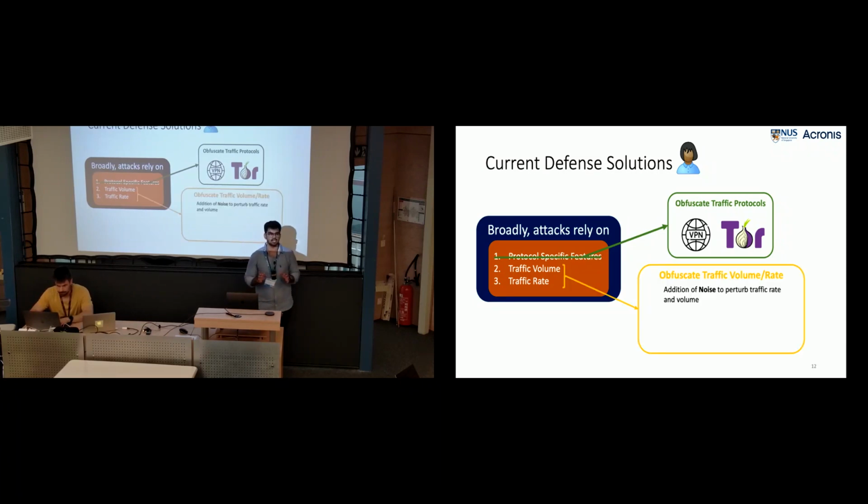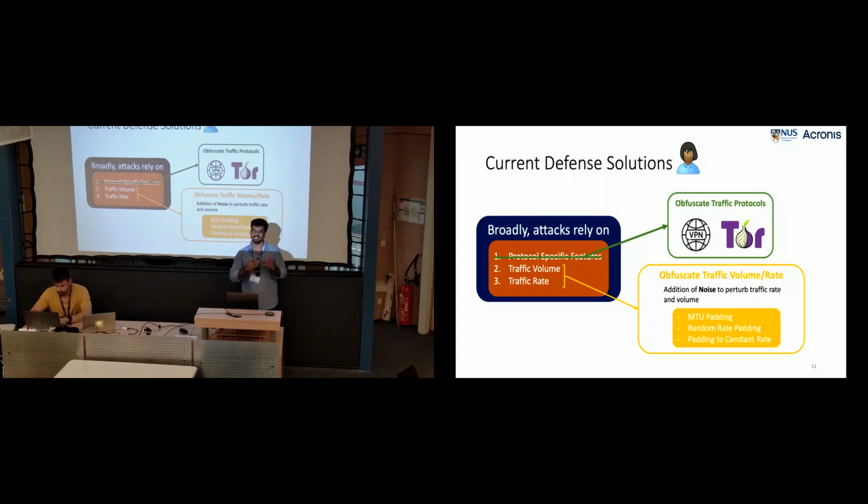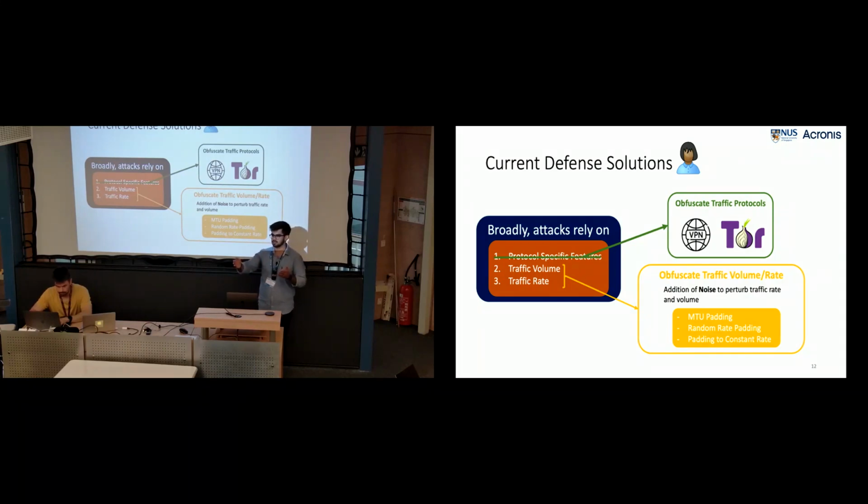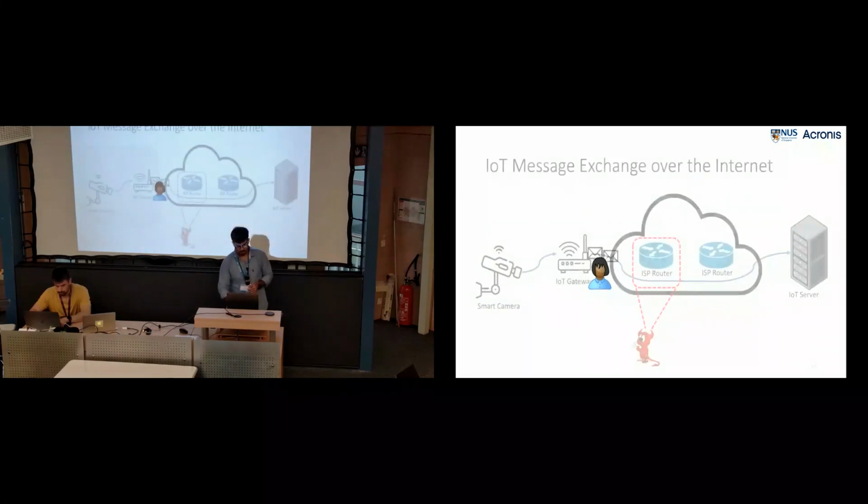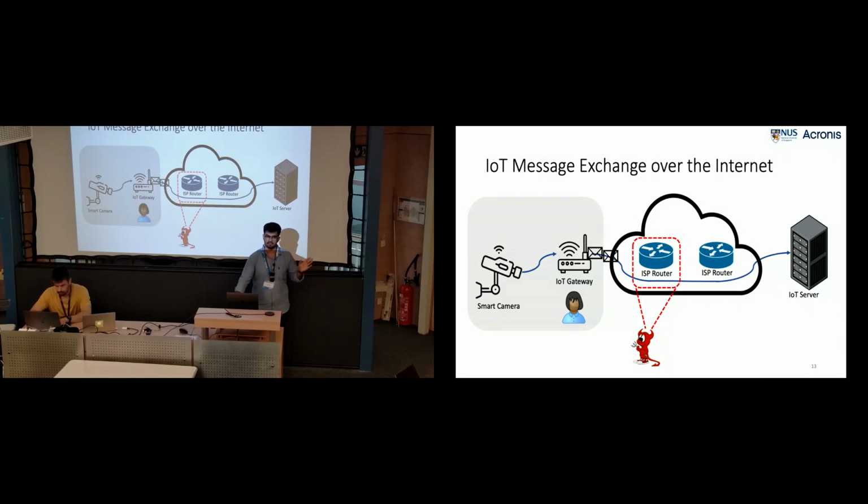On this front, there are traffic obfuscation schemes that try to add noise to the traffic by padding the legitimate packets or adding dummy packets to the network. Some of them include padding each packet to the maximum transmissible unit size, and padding the entire traffic to either a constant or a random rate. And we try to demonstrate these obfuscation schemes.